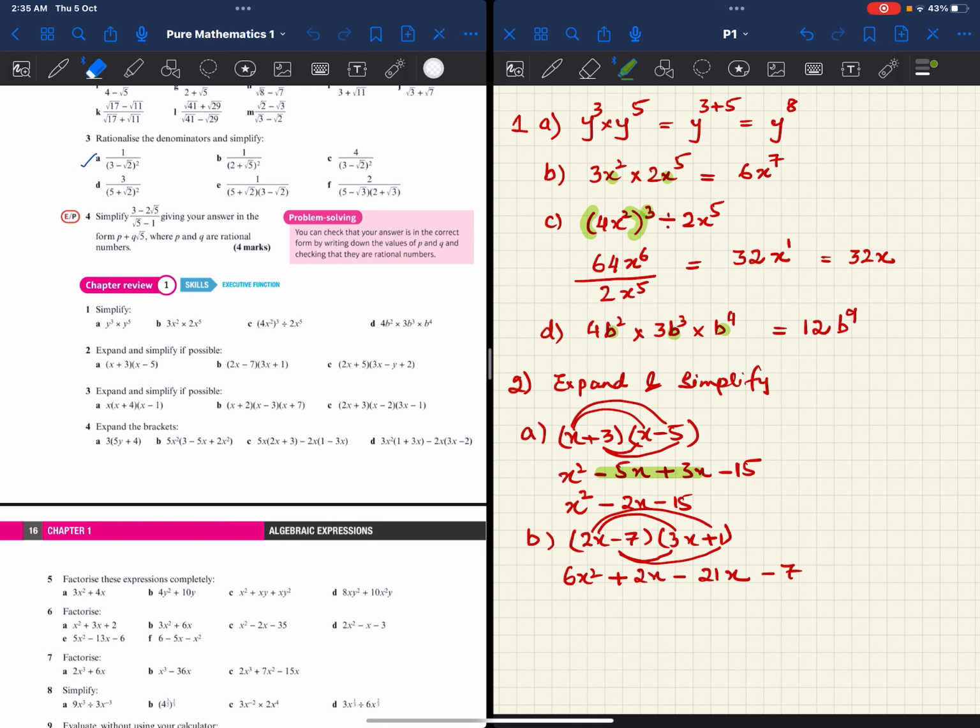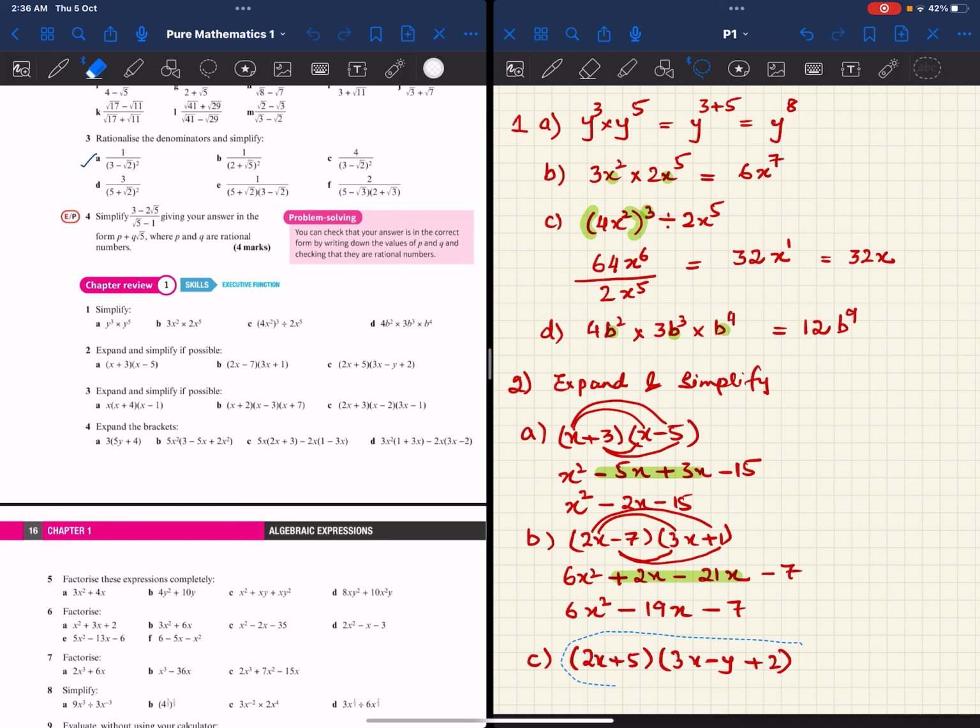We can add up the like terms. 2x minus 21x. So we have 6x squared. Negative 21 plus 2 gives us negative 19x minus 7. And that's the answer for question B. Question C, we have 2x plus 5 and into 3x minus y plus 2.